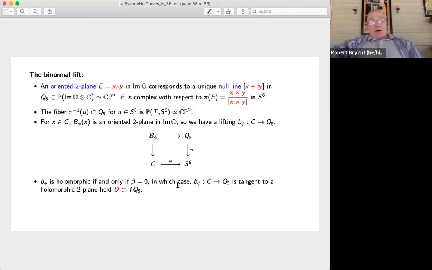Anyway, it turns out that this lifting is not just any old random curve in Q5, but it's a curve that's tangent to a certain holomorphic 2-plane field sitting in Q5, a 2-plane field on Q5 that's totally non-integrable.